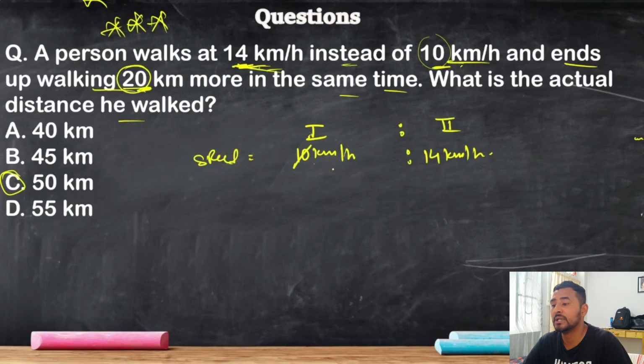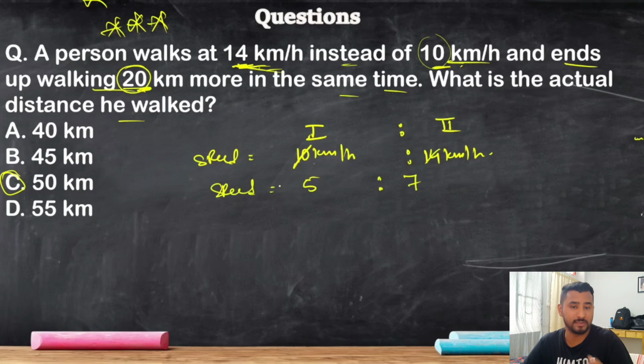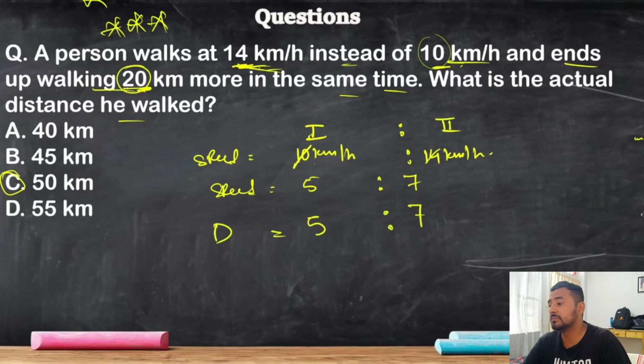You cancel this one, because in the ratio you can cancel, right? I've taught you in the ratio topic. This will be 2 5s are 10, 2 7s are 14. So this is the speed. Now speed is what? Speed is directly proportional to distance. So once we know the speed, we can just write distance as the same. Now, instead of walking that much, he has walked an extra 20 kilometer.